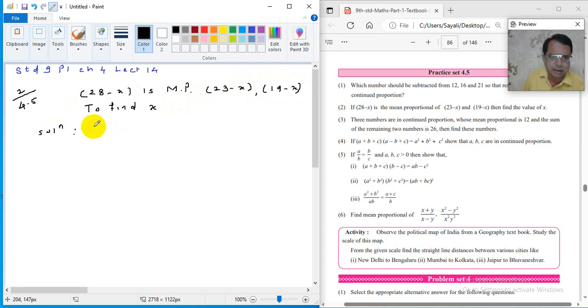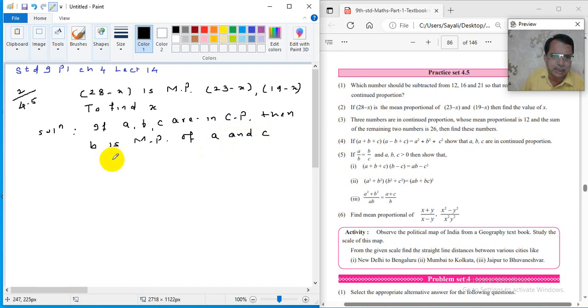You know the rule. So solution. Rule काय आपला? If A, B, C are in continued proportion, CP, then B is the mean proportional of A and C. And what is the relation between the two? B square is equal to AC. So this is an important issue. B square is AC, then B is the mean proportional of A and C.